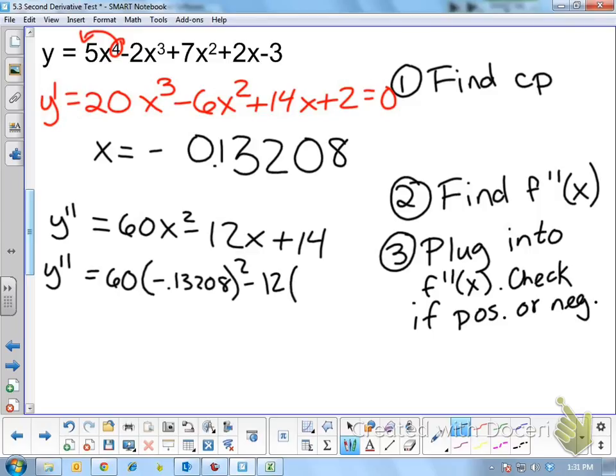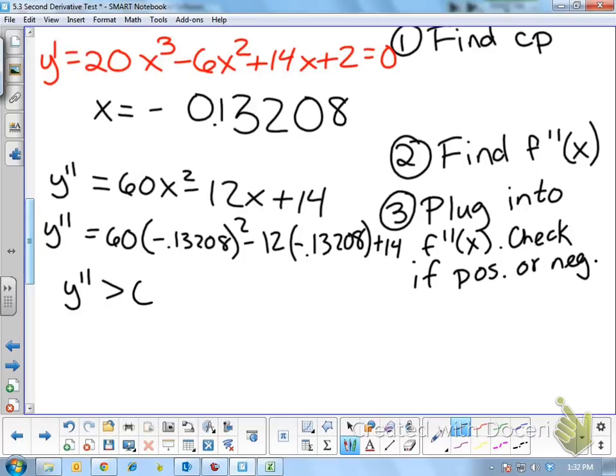And I could actually figure out the sign of this particular one without even plugging it into my calculator. What happens when we square this? It becomes positive. What happens when we do negative times a negative? It becomes positive. So if we have positive plus positive plus positive, then it's definitely positive. If it's not as simple as that, we would have to actually plug it into our calculator and get a value, but that one we can easily tell f double prime is greater than 0 at that point.